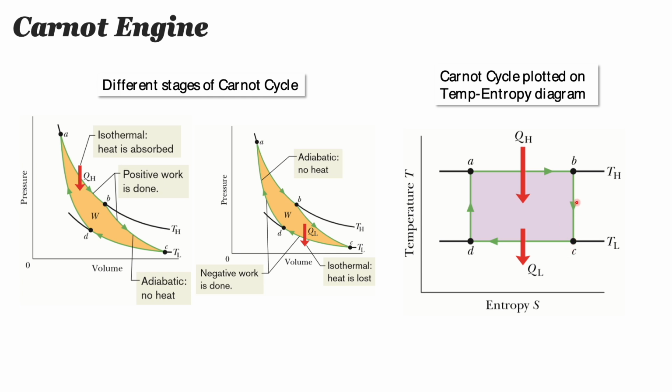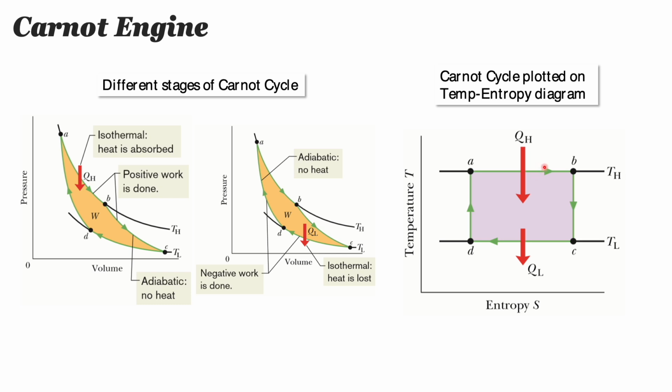And when the system goes from B to state C, there is a change in temperature from TH to TL, right? But there is no change in entropy because there was no transfer of heat to or from the system during this process. This was an adiabatic process.